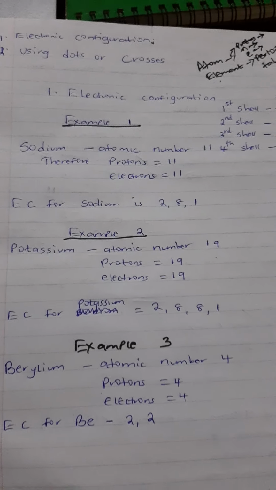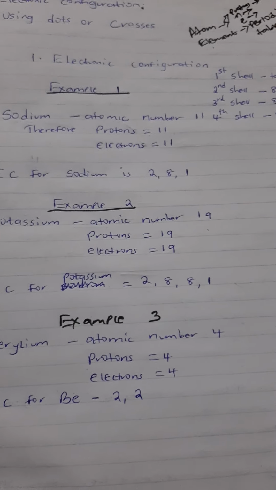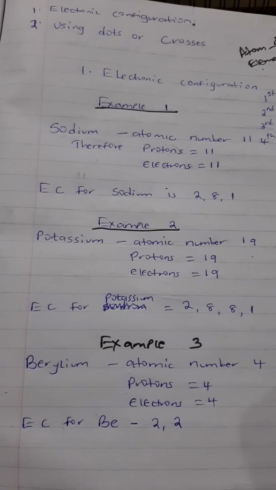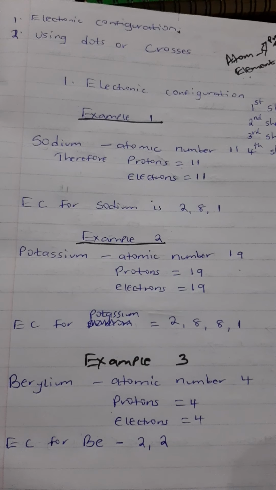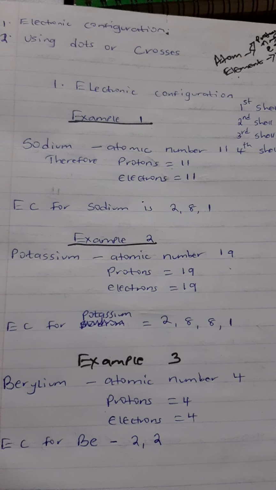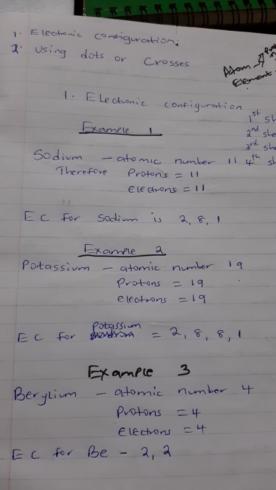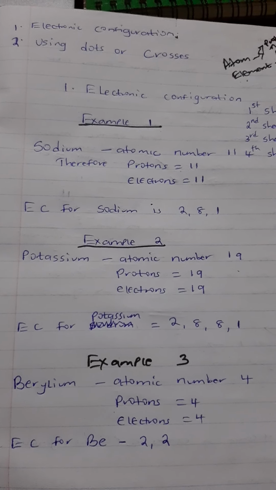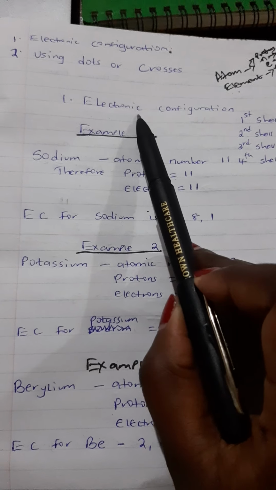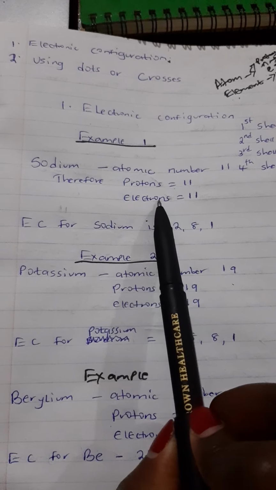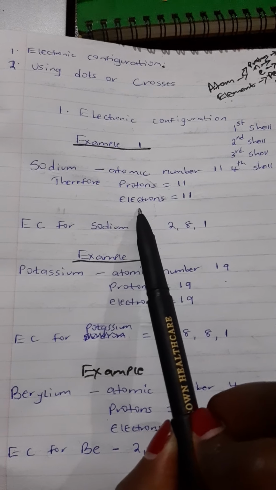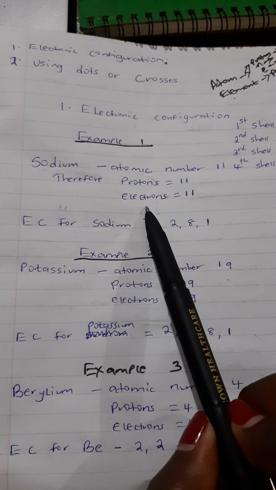I want us to take the first example, which is sodium. Sodium is atomic number 11. Remember we said atomic number is the number of protons in an atom. And we also mentioned that for every atom, the number of protons and electrons are the same. Even from the word electronic configuration, it means we really need to know the electrons. So sodium has 11 protons and 11 electrons.